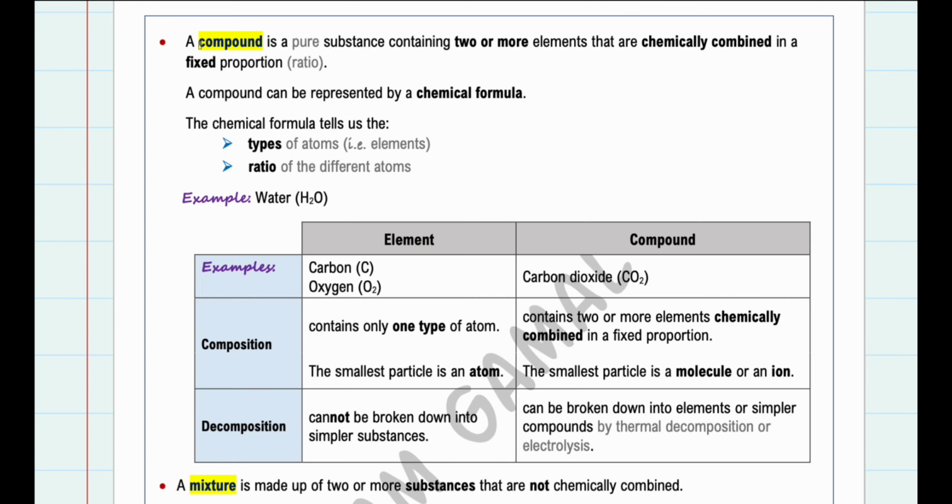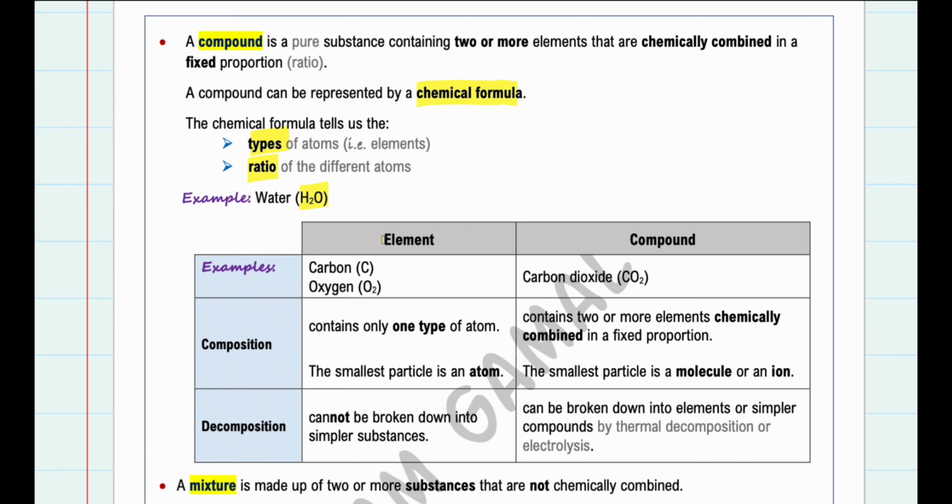A compound is a substance containing 2 or more elements that are chemically combined in fixed proportion. A compound can be represented by a chemical formula. The chemical formula tells you about the types and proportion or ratio of different atoms in that compound. As an example, water, H2O, we have hydrogen and oxygen, and the proportion or ratio between them, 2 atoms of hydrogen per 1 atom of oxygen in one unit.